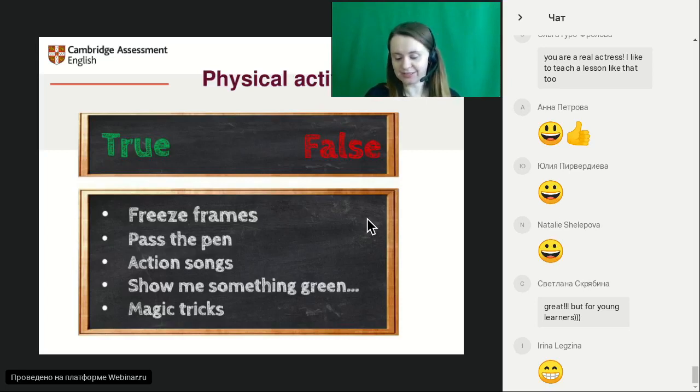And magic tricks, this is a challenge for my teenagers. And this is something they love doing. And sometimes I feel that they only come to the lessons to do this and they don't really care about English.